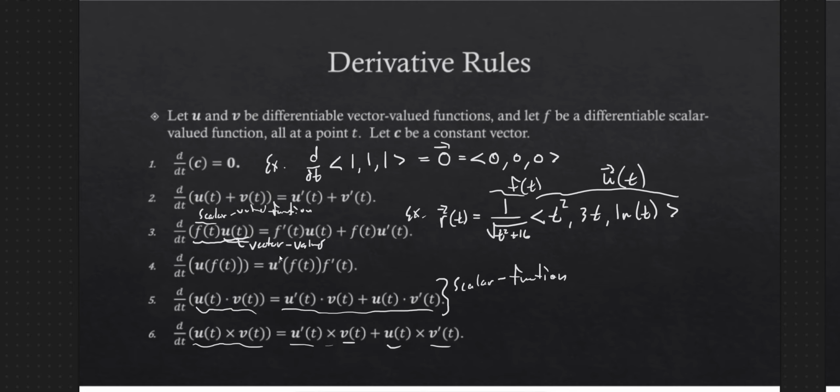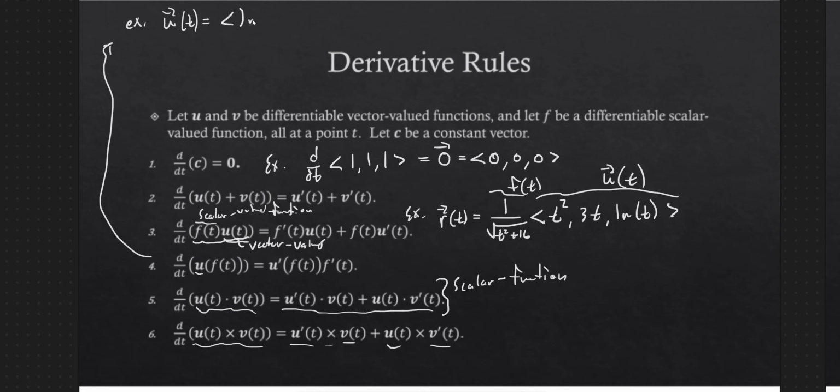And then lastly, I'll talk about rule number 4 here, where we have a scalar-valued function u, and we're putting a vector-valued function inside of it. So we're composing a scalar-valued function with a vector-valued function. So something like, I'll draw an arrow up here so you know what I'm talking about, for example, let's say I define my u(t) here. Maybe this is describing the motion of some particle.